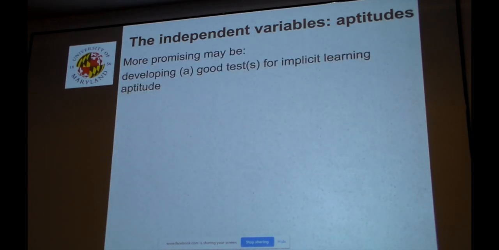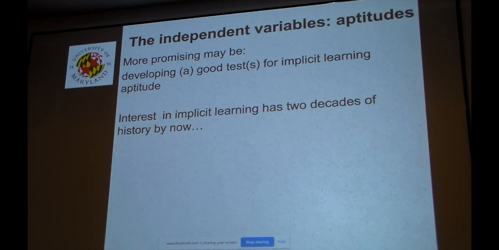So maybe it's more promising to develop good tests for implicit language learning aptitude, because until now that has been very much neglected. It's not that I'm a big proponent of implicit learning and teaching, but certainly, as Richie also pointed out in his talk, there is implicit learning going on, even in his learners who I think had quite a bit of explicit training before they went to Japan, right?